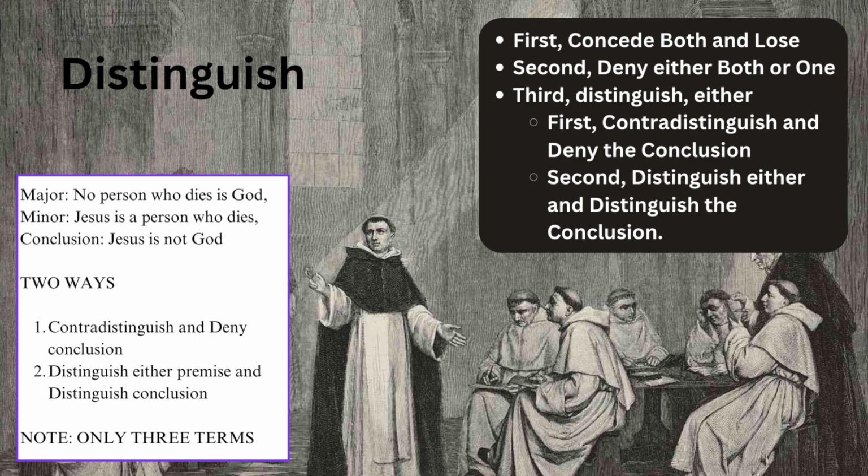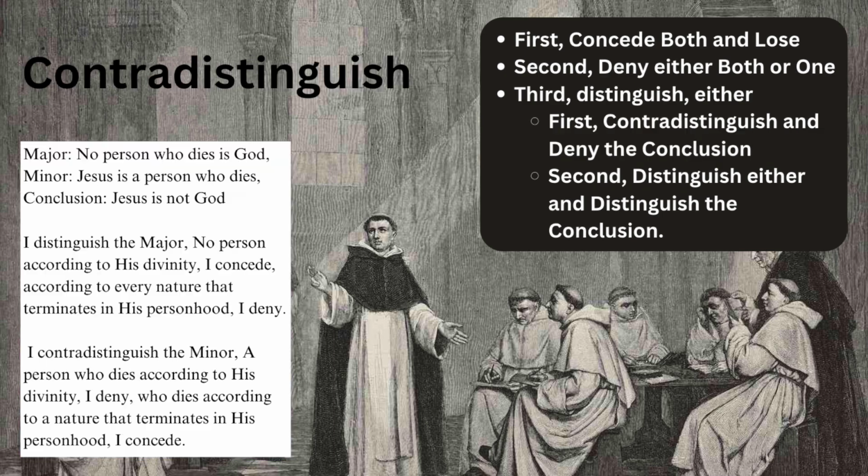No man is a woman, I contradistinguish. No human being is a woman, denied. No male is a woman, conceded. Thus, we see that the terms are used equivocally and contradistinguish. Further, sometimes we don't contradistinguish, but only distinguish one of the premises and then concede the other, distinguishing the conclusion as well. We can do either of these in the syllogism we are facing.